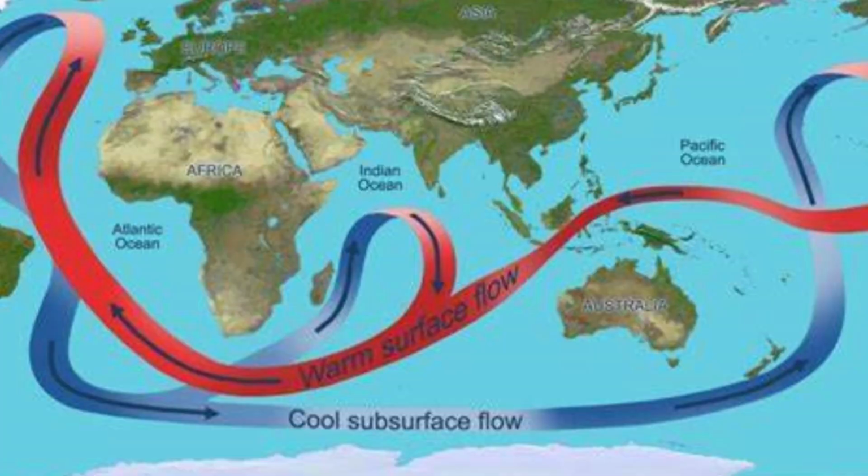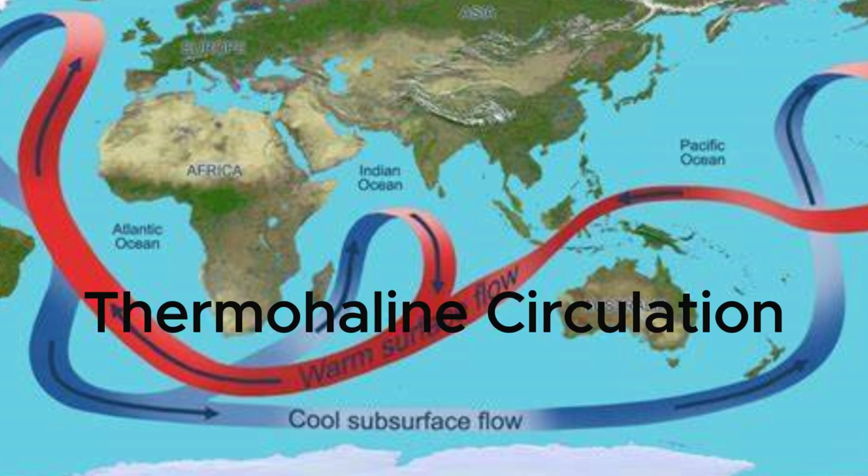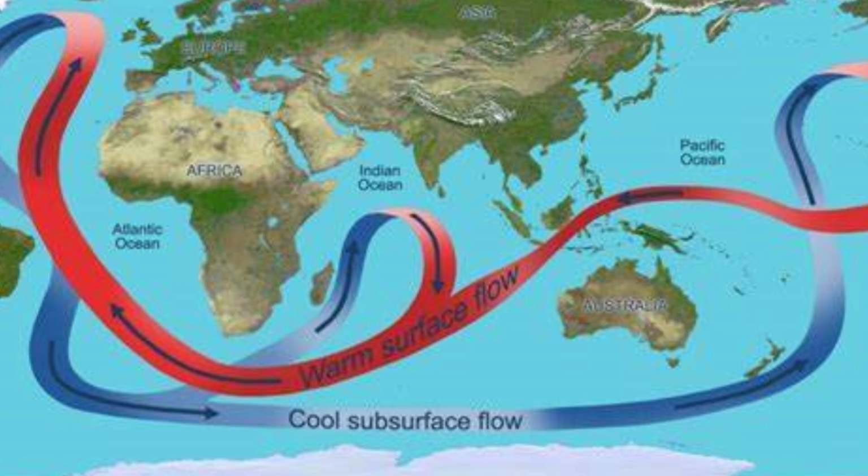Impact on ocean currents. Ocean currents are driven by a combination of wind, the Earth's rotation, and differences in water density, which are influenced by temperature and salinity. One of the key components of the global ocean circulation is the thermohaline circulation, also known as the global conveyor belt. This system is crucial for distributing heat around the planet.